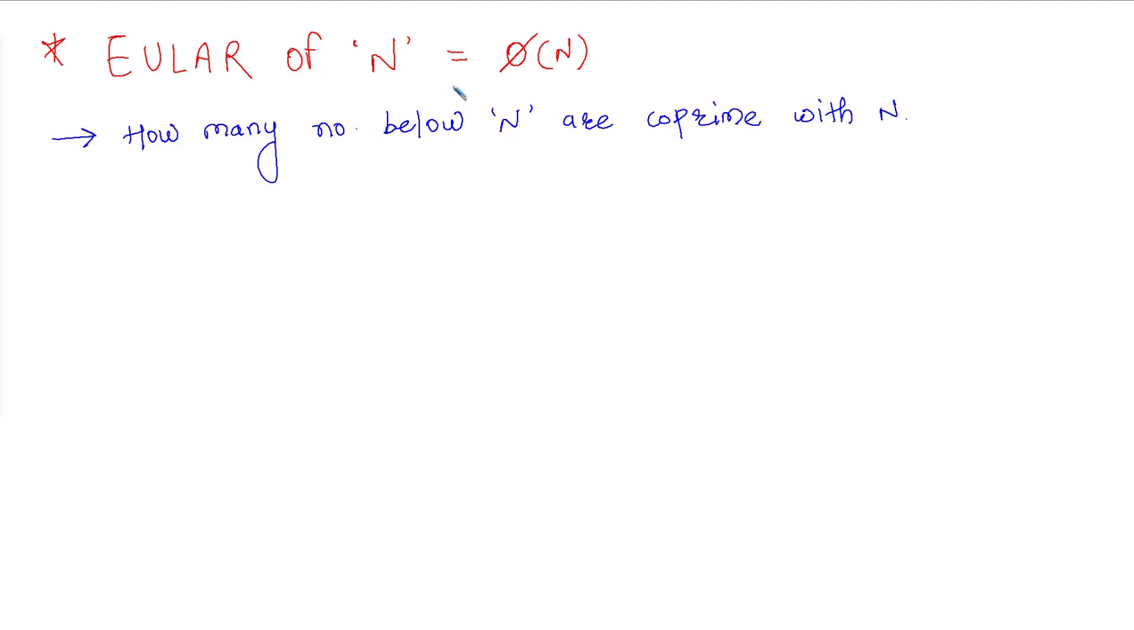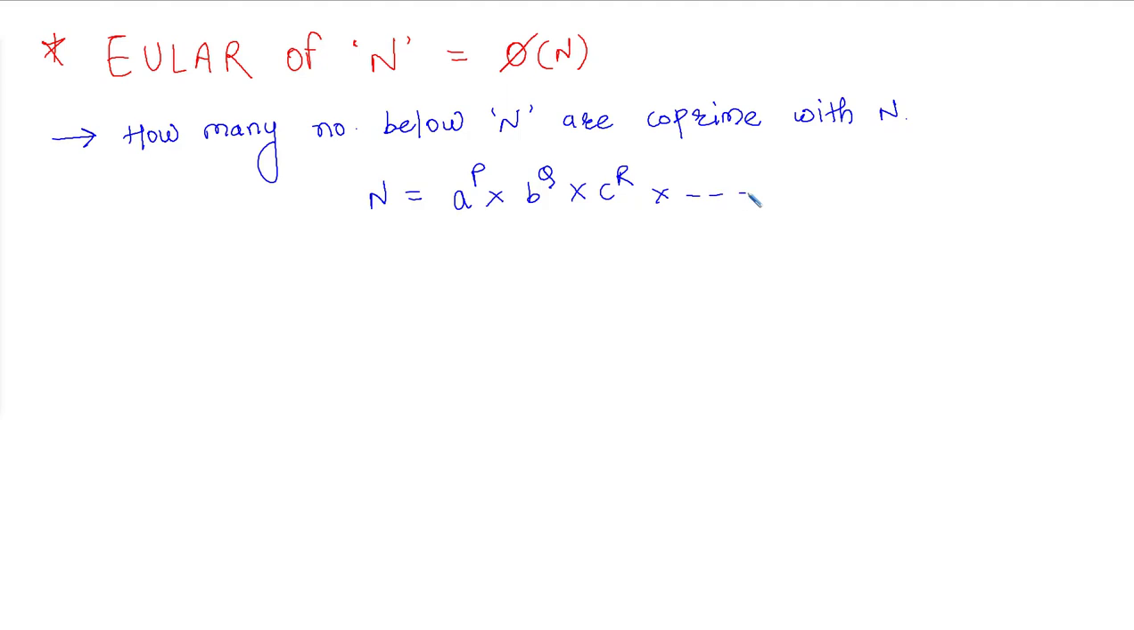That we represent by the letter phi. Phi of n means Euler of n. Now how to find Euler of n? Let's have a look at it. The first step is to do the prime factorization of that number n. Let's say the prime factorization of n is a to the power p into b to the power q into c to the power r, and so on.